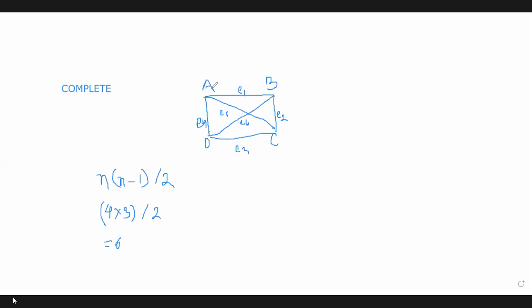Okay, and in a complete graph, we can say that every node is actually adjacent to every other node. Here A is an adjacent node of the other nodes B, C, and D, and B is an adjacent node of A, C, and D. So this is a complete graph. In the previous one, in a connected graph, we don't usually prefer to have loops.